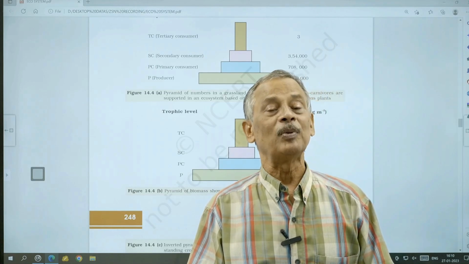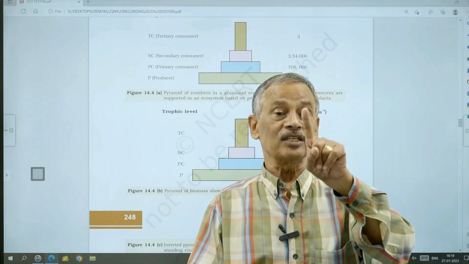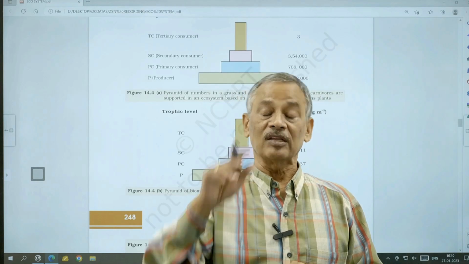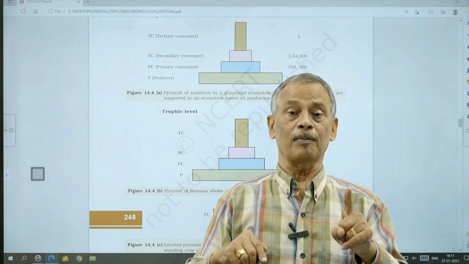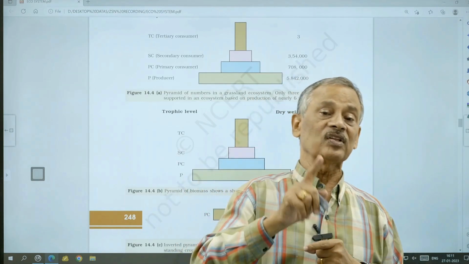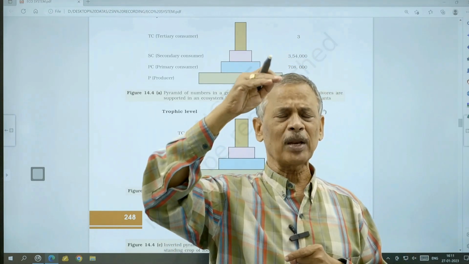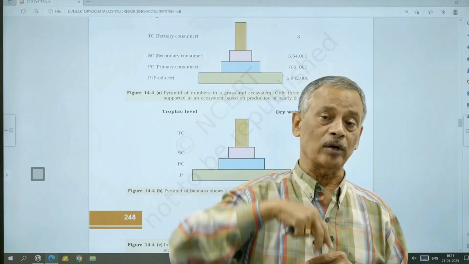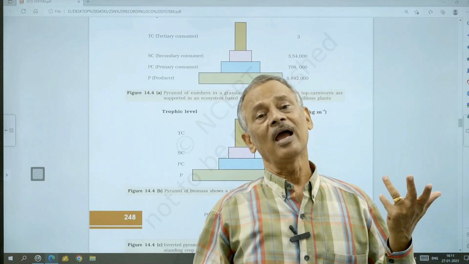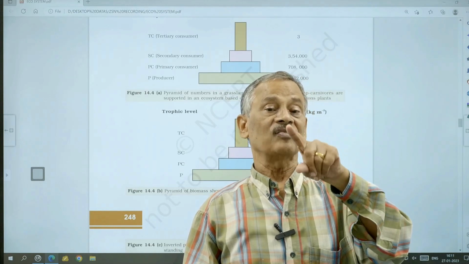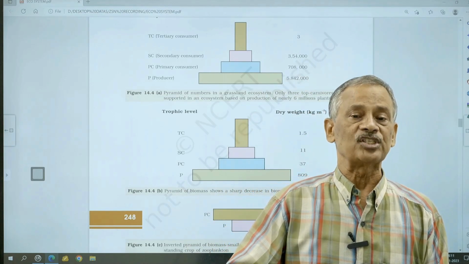So again, the pyramid is inverted. What I told you is that the pyramid of energy is never inverted. It is always upright. Pyramid of biomass is generally upright but can be inverted, as in the case of aquatic ecosystems. And three, pyramid of number will also be generally upright but can be inverted, as in the case of a single tree ecosystem or parasite food chain systems.